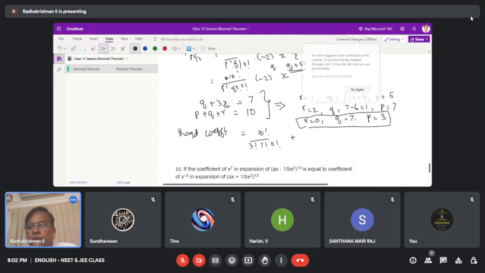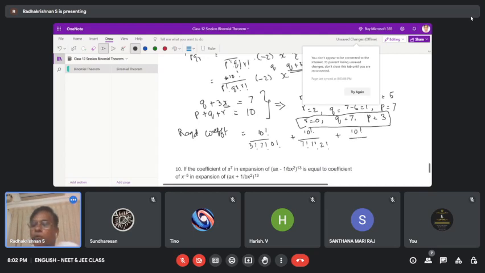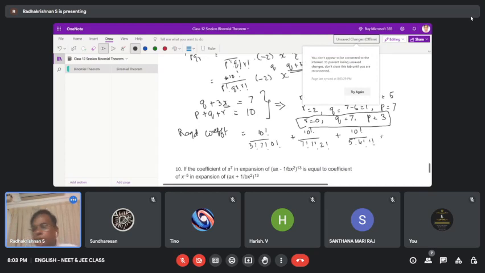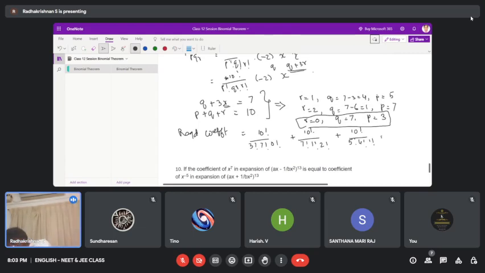Next combination, P equal to 7, 1, 2. Next, 5, 4, 1. Okay. Now calculate each one of them, add it up and see, you get the result.